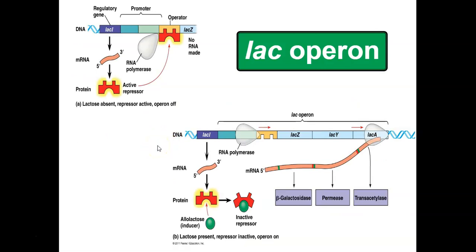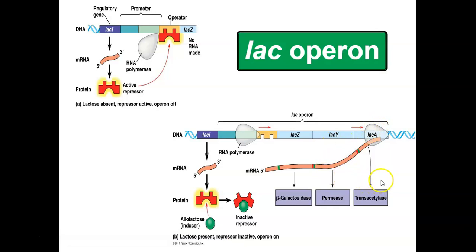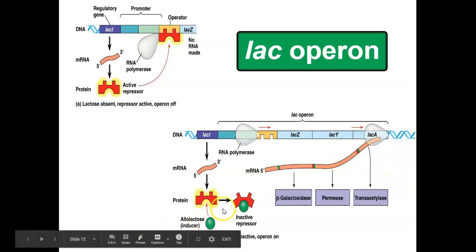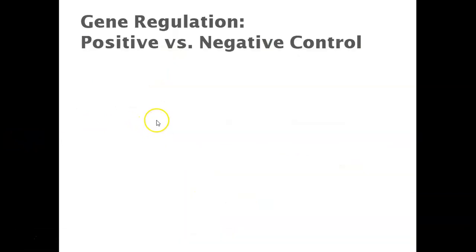For lac specifically, allolactose can act as an inducer. When that is present, it will cause transcription of the lac operon, which would then make enzymes necessary to break down lactose. When allolactose is not present, you don't need those enzymes to break it down, so therefore it's not on. These are both, remember, prokaryotes.